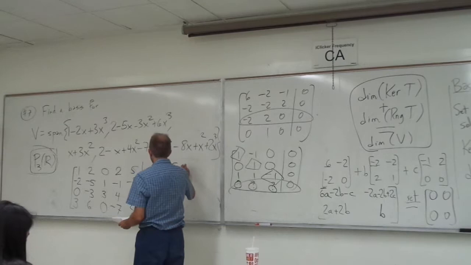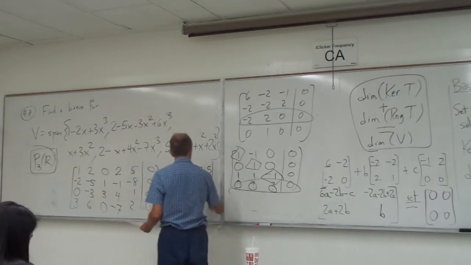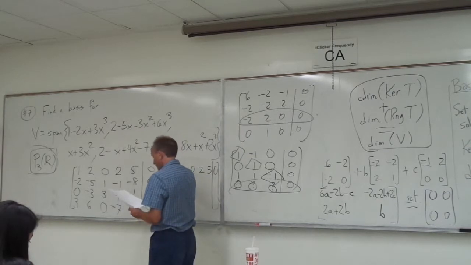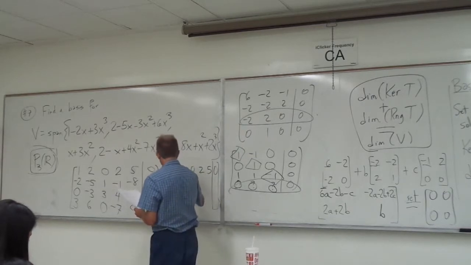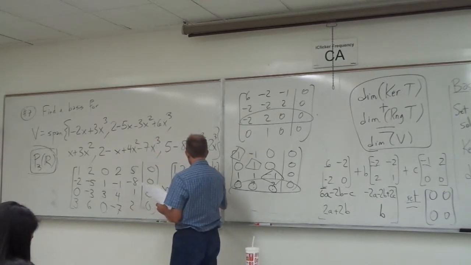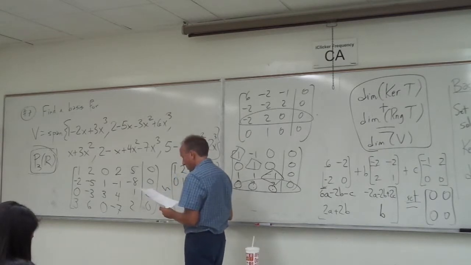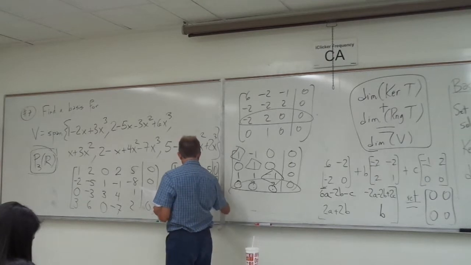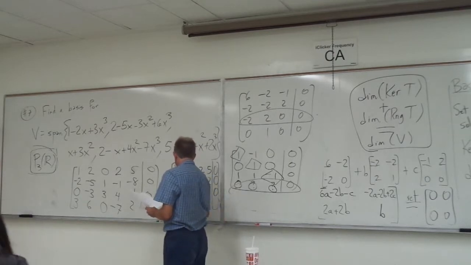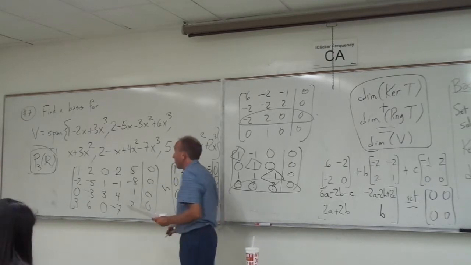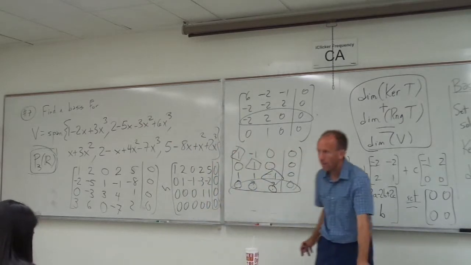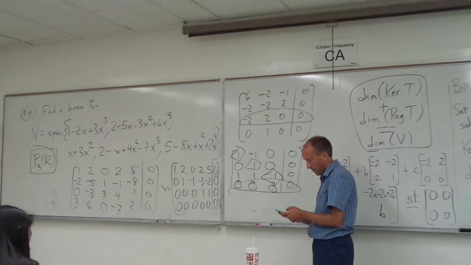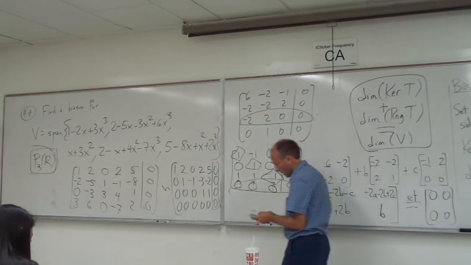The first row doesn't change. The second row is going to be 0, 1, -1, -3, -2, and 0. And the third row is going to be 0, 0, 0, 1, 1, 0. And the last row is going to turn out to be all zeros. Remember, all zeros is not really the key. But that is what it comes down to.